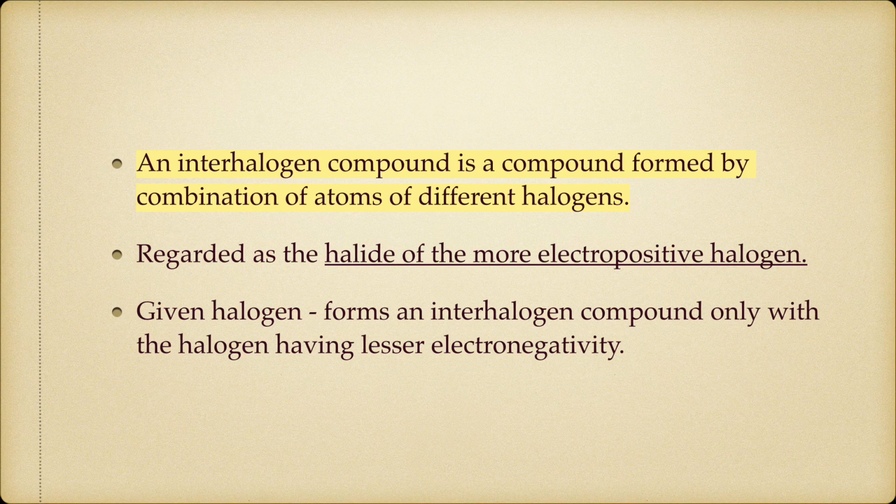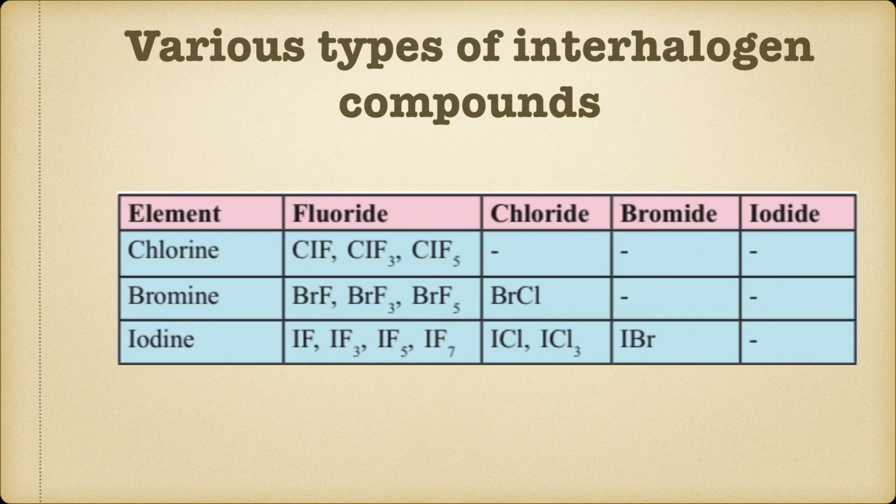You know that in the whole periodic table the electronegativity decreases down the group. Accordingly, you can choose which will be the electropositive and the electronegative atom. A given halogen forms an interhalogen compound only with a halogen having less electronegativity. Next, we'll talk about various types of interhalogen compounds.